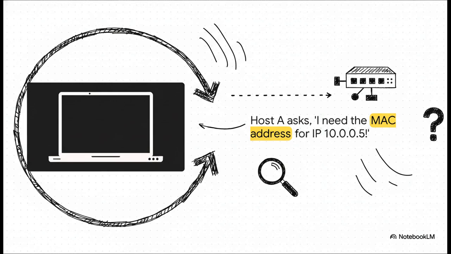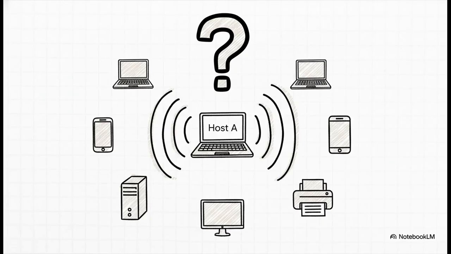Here we have host A. It knows it wants to send our packet to the device with the IP address 10.0.0.5, but it has no clue what that device's physical MAC address is. So what does it do? It does the simplest thing you can imagine. It shouts. It sends out this special broadcast message to every single device on its local network, basically asking, hey everyone, can whoever is using IP 10.0.0.5 please tell me your physical address?